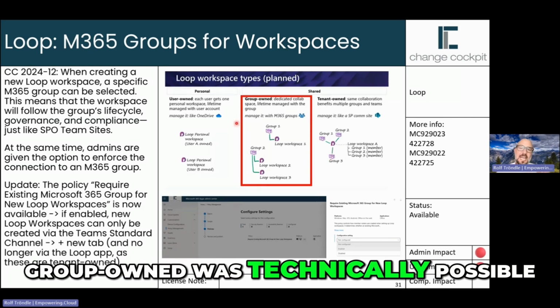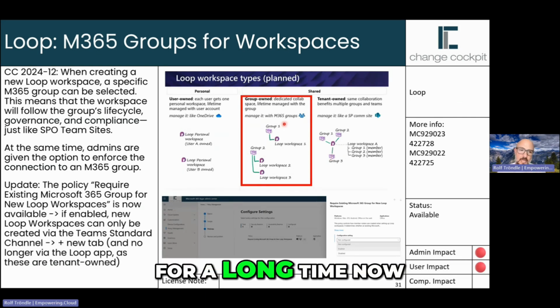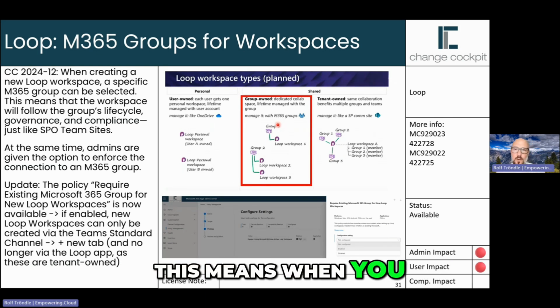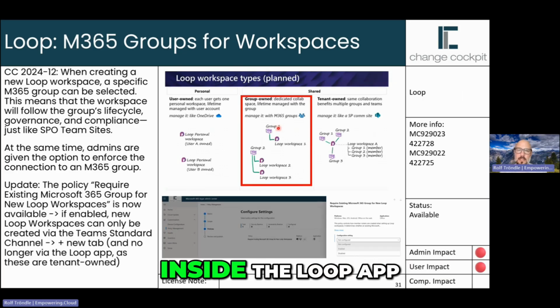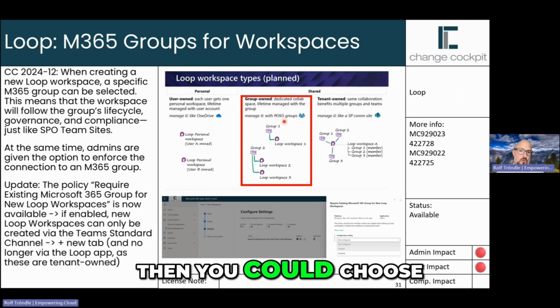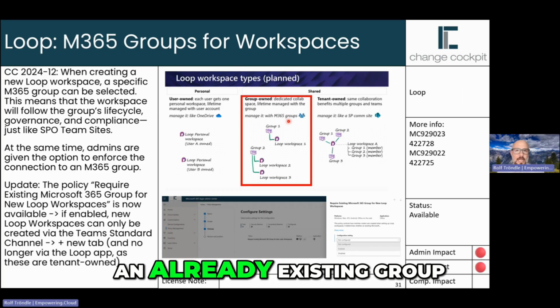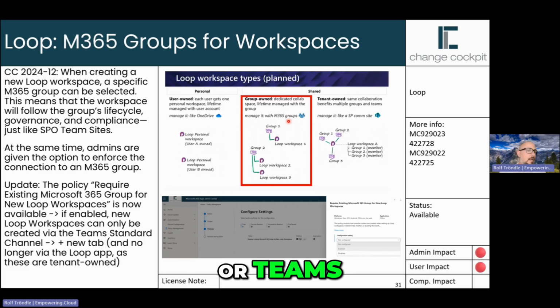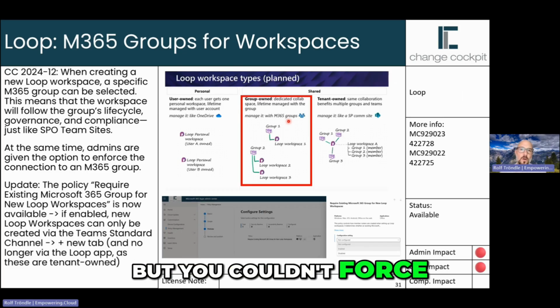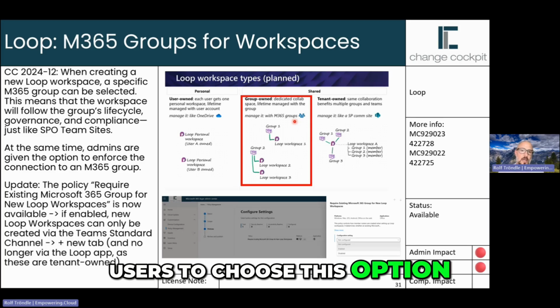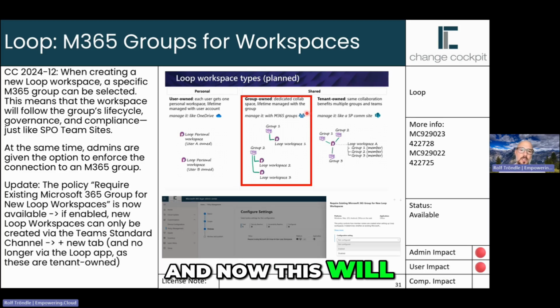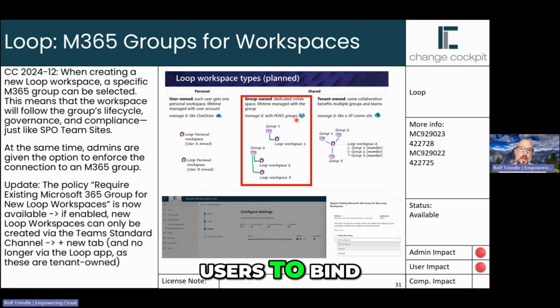Group-owned was technically possible for a long time now. This means when you created a Loop workspace inside the Loop app, you could choose to attach it to an already existing group or teams. That's fine, but you couldn't force users to choose this option. And now this will roll out too. You can now force users to bind a Loop workspace to a certain group.